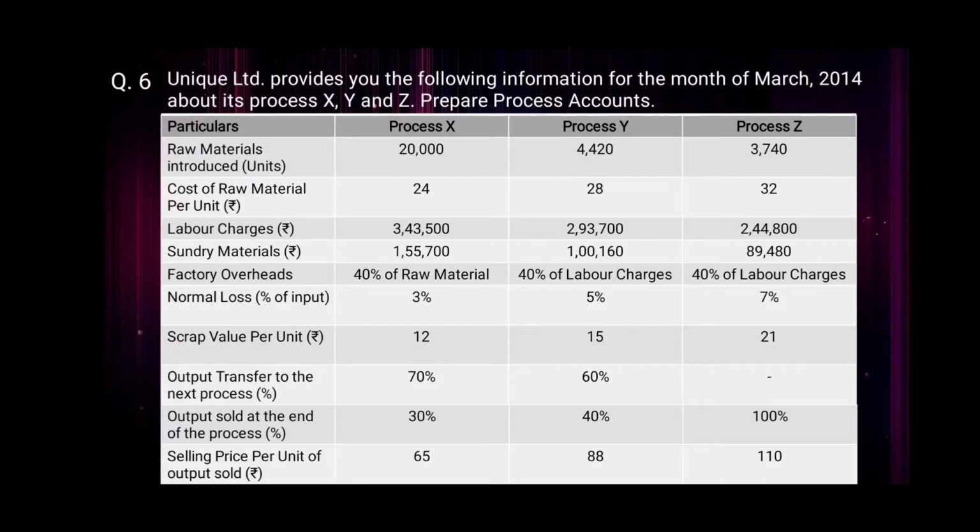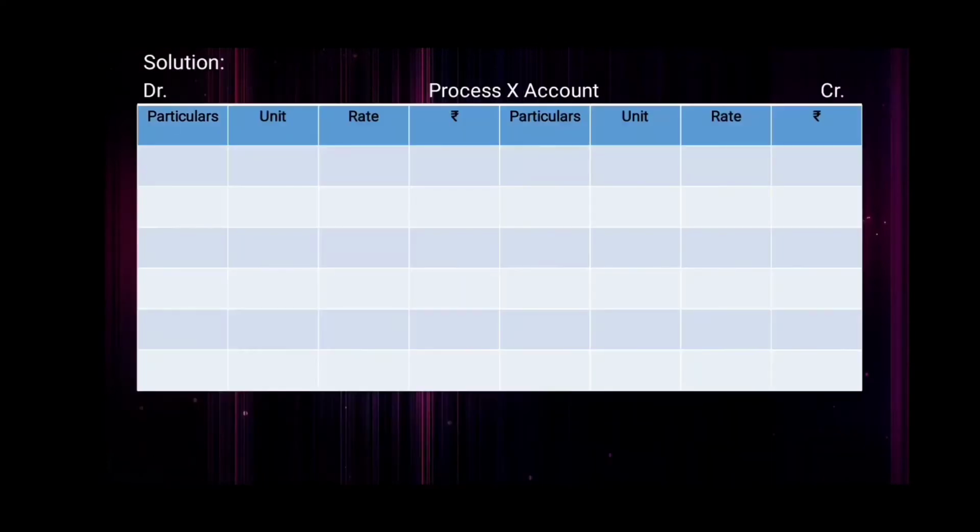Prepare process accounts. So the expenses regarding the raw material, labor charges, sundry material, factory overheads, normal loss, scrap value and the output are given in the table for process X, process Y and process Z. So let us start with making the accounts. First let us start with process X account.